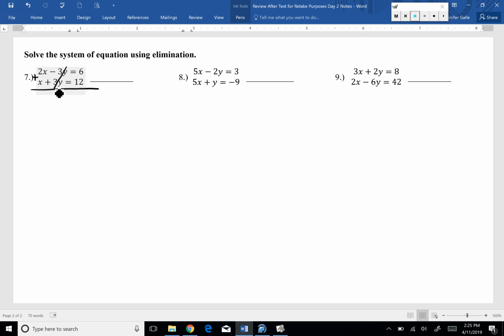So I still have to add everything else. Some of you with elimination are like, oh yeah, I've got my opposites. I added them. Oh, now what do I do? I have to add the other stuff. I have 2x plus, and there's really a 1 in front of that x. So we get a 3x.